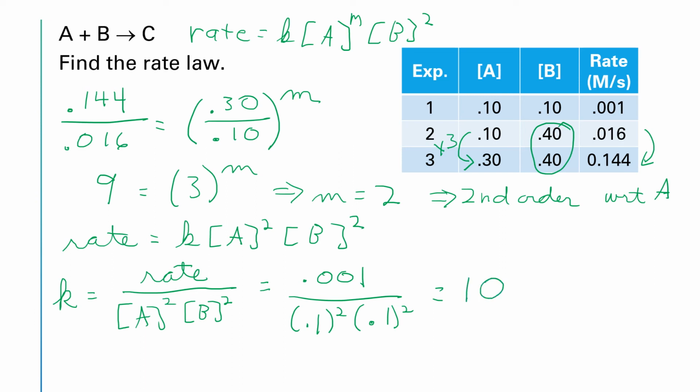And let's see, in terms of units, the rate has units of molarity per second, and A has units of molarity squared, and for B we end up with molarity squared as well. So one of the molarities in the bottom cancels out with the molarity in the top, giving us inverse seconds divided by molarity to the third power, which gives us molarity to the -3 and seconds to the -1.